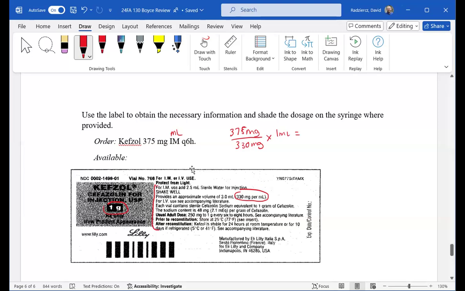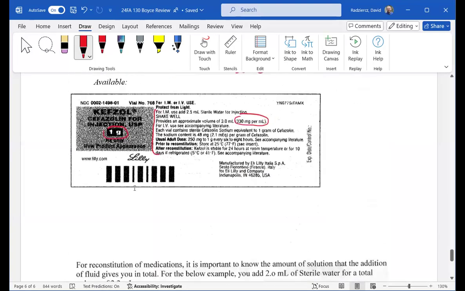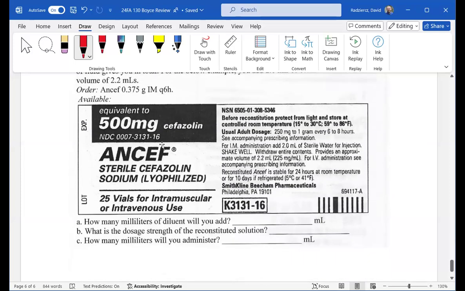And you can do an image search for reconstitution labels, and then you can look at the different variations. I gave 2 examples here. I gave you the Kefzal example, and this is the Ansef example. Again, it'll just say 500 milligrams. It won't tell you right off the bat, on the big label, what the concentration is. That's why you have to look into the label itself. So that's how you do these reconstitution questions.